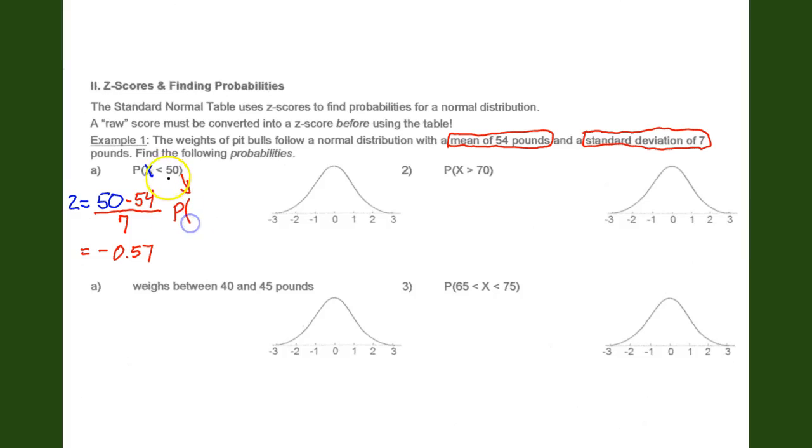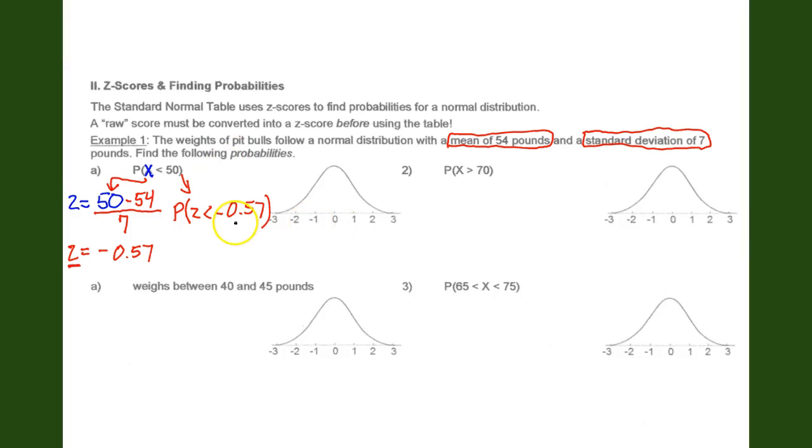So now we can convert. We just went from plugging in the x value, right? And we got an answer of z. So we have z now less than negative 0.57. And since it's a z-score, we can look it up on the z-table and find the answer. We can't do that with 50 because that's an x value. Of course, 50 is not even on here, so it wouldn't make sense.